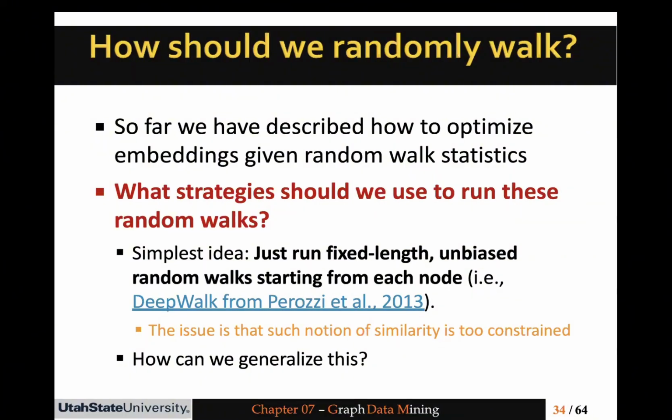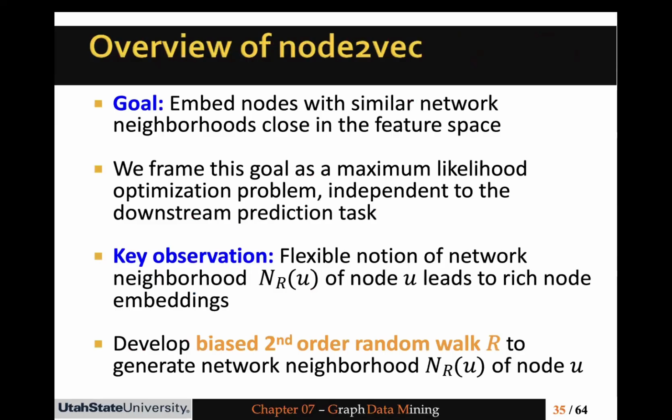So now we covered DeepWalk 2013. Next time, we're going to talk more about the node2vec algorithm, which has two more strategies, BFS and DFS, which are parameterized by two parameters P and Q.